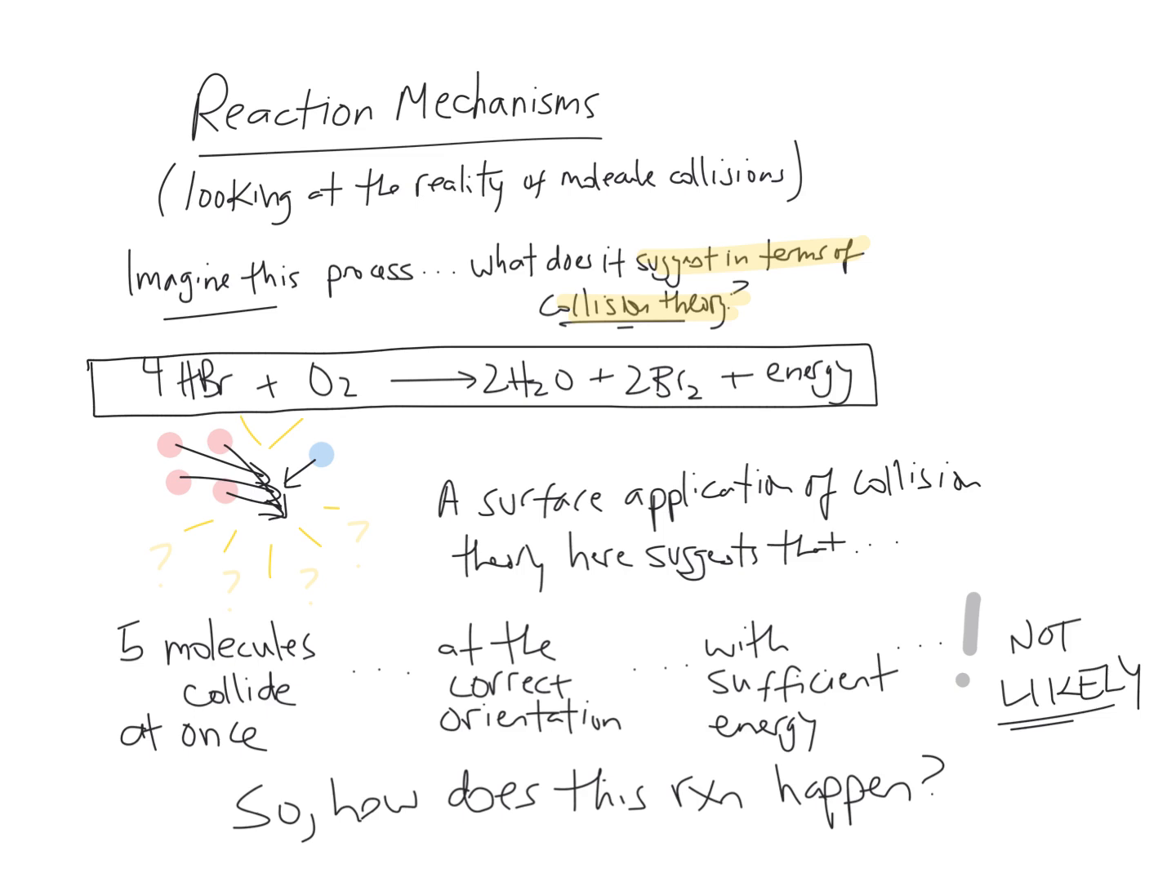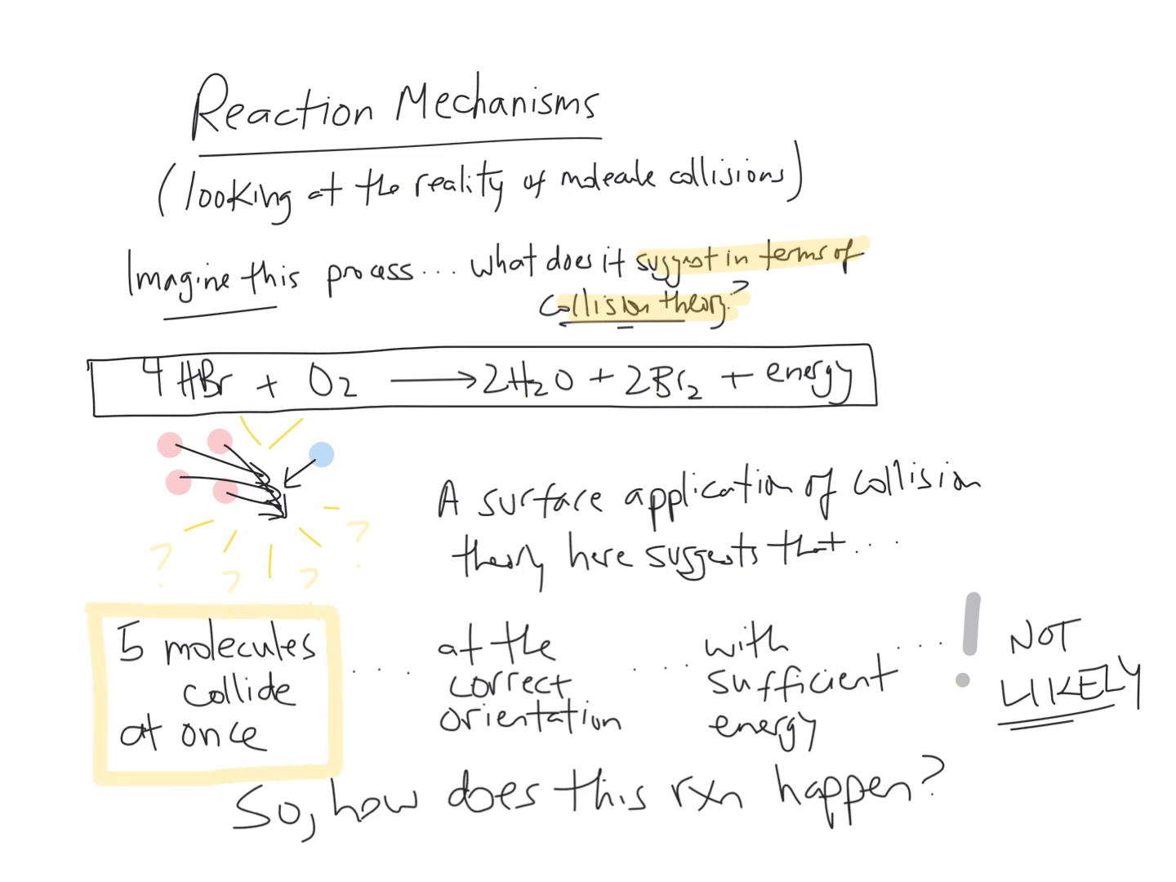We may conceptualize what's being shown there with the red dots and the blue dot. Basically, we might imagine that the 4 HBr molecules and the 1 oxygen molecule all have to collide at once, because that's what collision theory says. It says they have to collide.